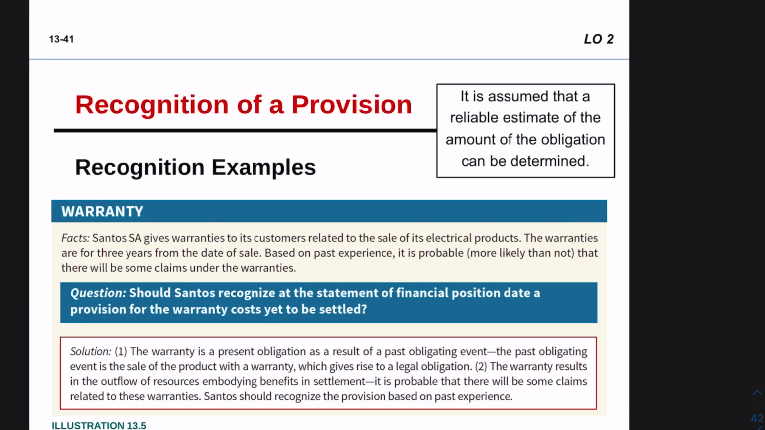Here we have an example of a warranty. Santo gives a warranty to its customers related to the sale of its electrical products. The warranties are for 3 years from the date of sale. Based on past experience, it is probable, more likely than not, that there will be some claims under the warranties. So since something happened in the past, and there is a probability, which is more than 50%, that they will come back, and let's assume that a reliable estimate of the amount of the obligation can be determined, since those three conditions are met, we will recognize the provision.